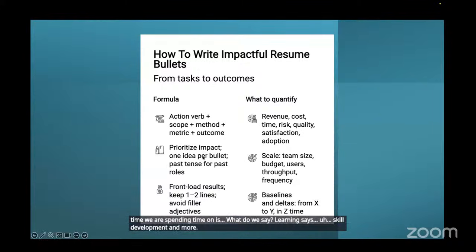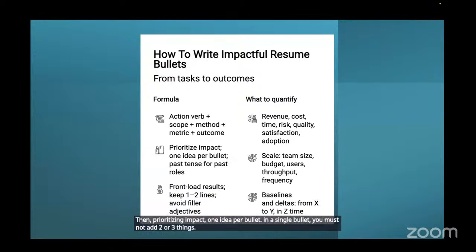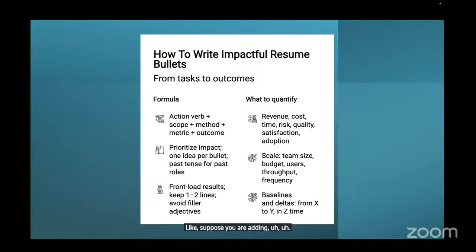Then prioritizing impact, one idea per bullet. In a single bullet you must not add two or three things. Like suppose you are adding that I have grown my social media.